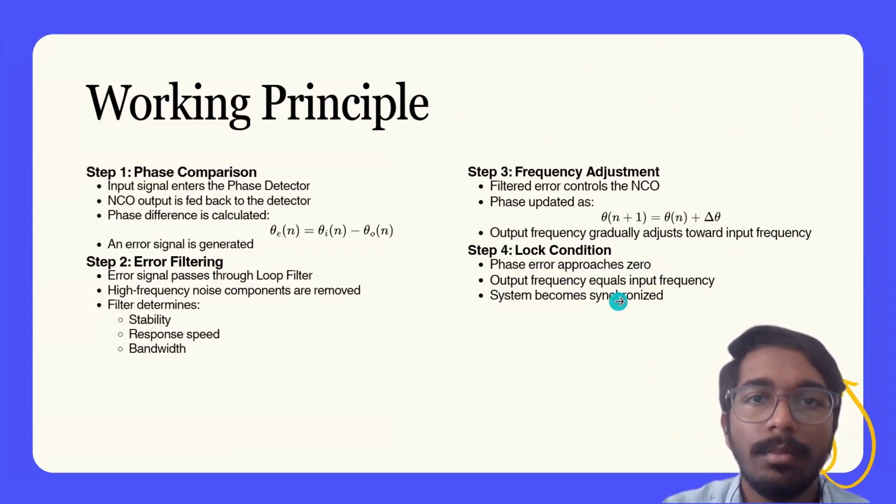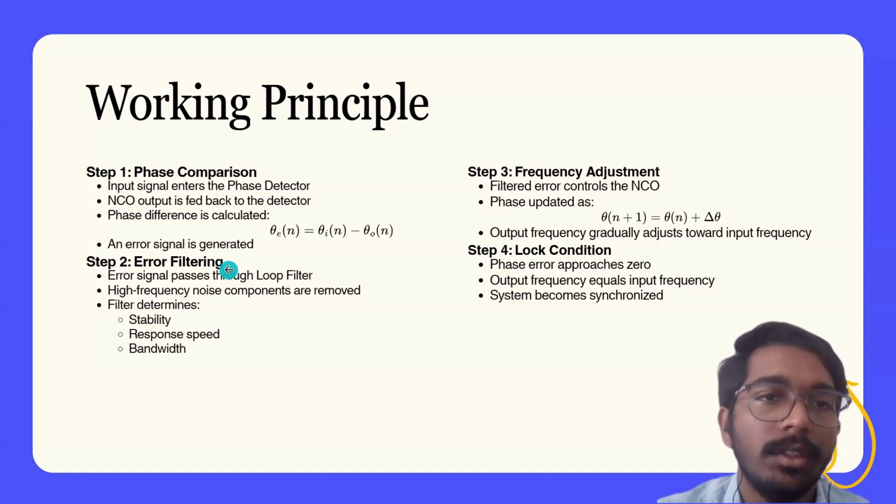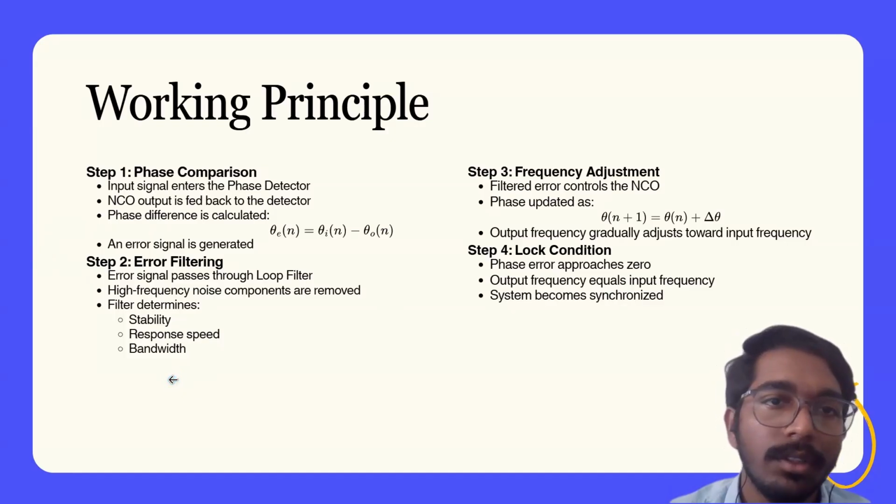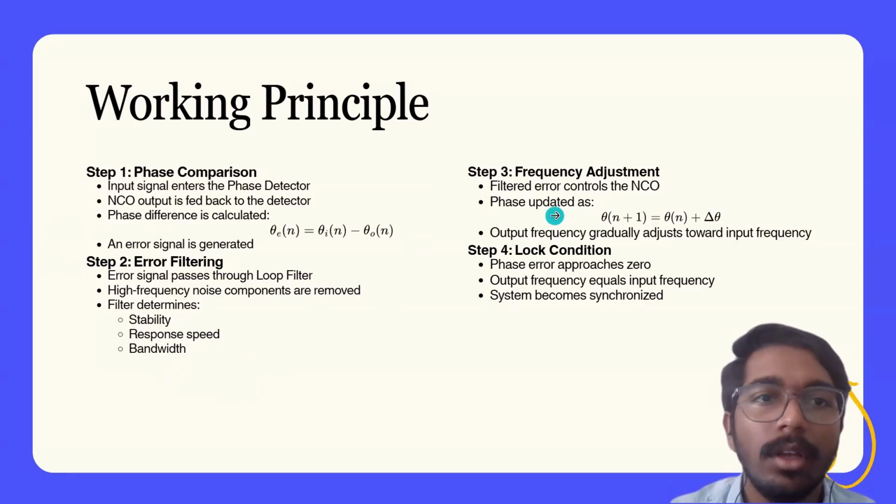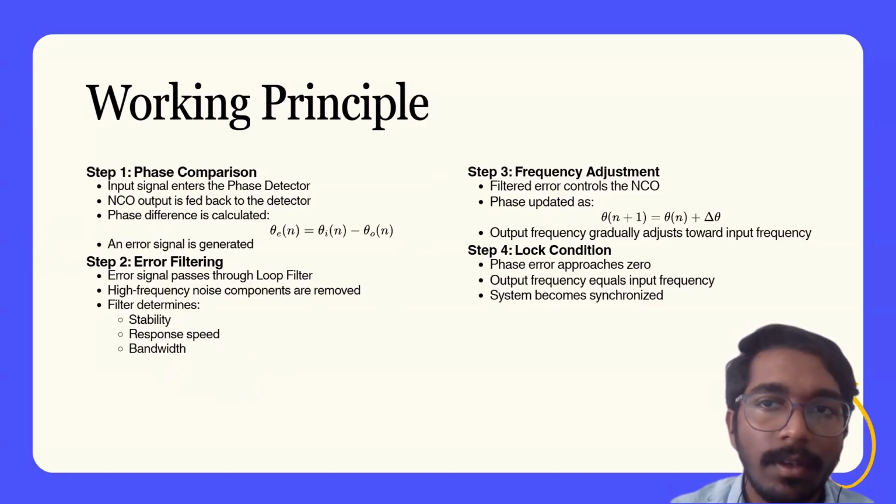Let us understand the overall working principle of the digital phase locked loop. The DPLL operates as a closed loop feedback system. First, the phase detector compares the phase of the input with the phase of the NCO output. It generates an error signal based on the phase difference. Next, this error signal is passed through the loop filter. The filter removes unwanted high frequency components and shapes the response of the system. Then the filtered signal is used to adjust the frequency of the NCO.